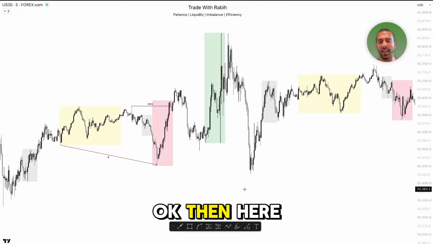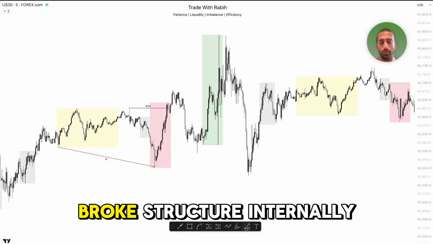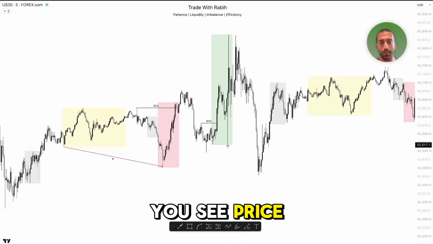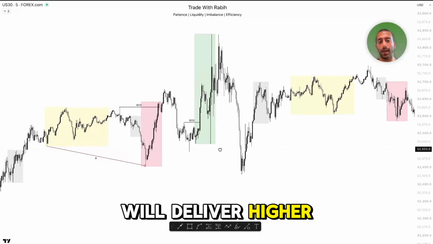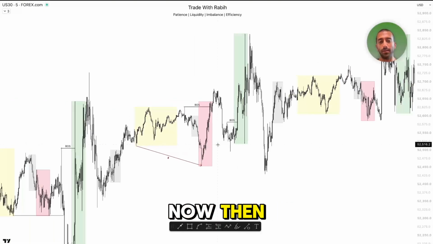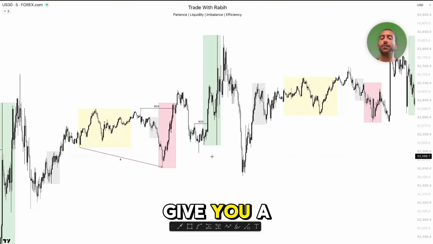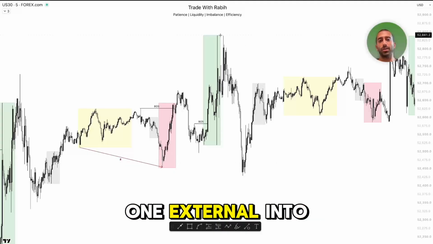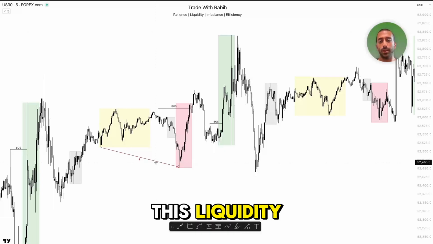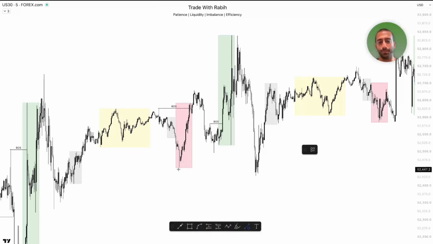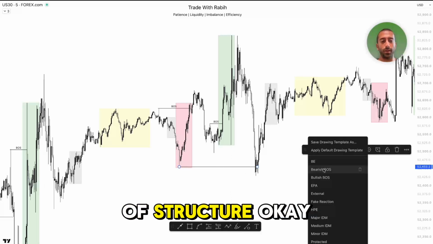Okay? Then here we swept internal liquidity and then we broke structure internally. You see, price respected it. You can take a pending order from here and then price will deliver higher. Okay? Now, then, I'm not going to explain what New York usually does, but just to give you a quick context, New York goes from one external into the other. So what it did was New York swept all of this liquidity and then it broke structure here. Okay? We're just talking about liquidity sweeps and breaks of structure. Okay?